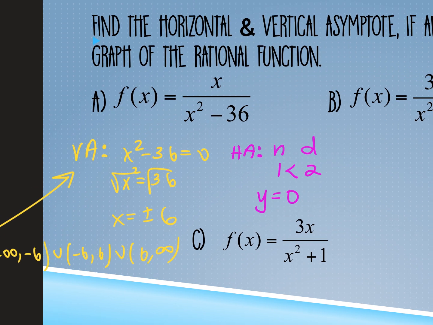Side note, you might see this on a website. What if I had 6 over x squared? What's the degree of the numerator? 0, because this is really 6x to the 0 power. If you have a constant, the degree is just 0.